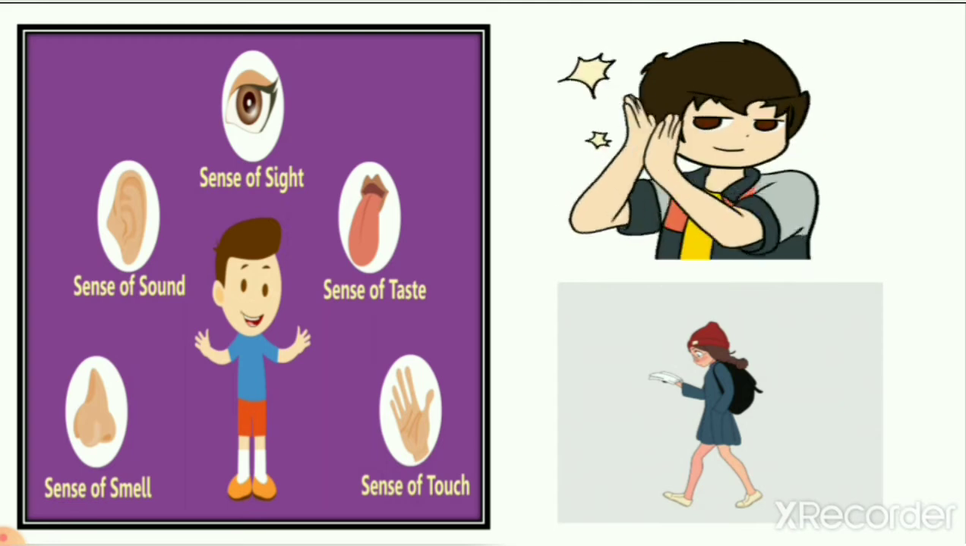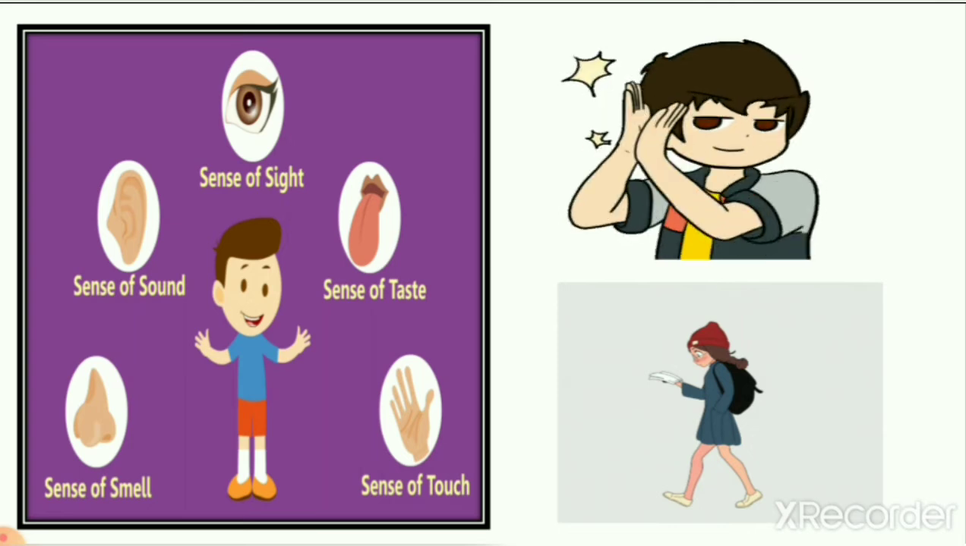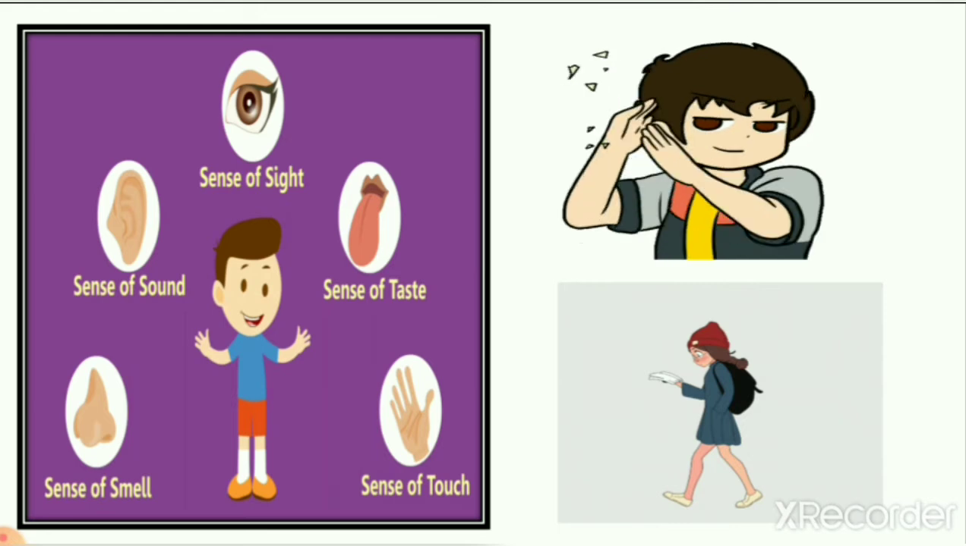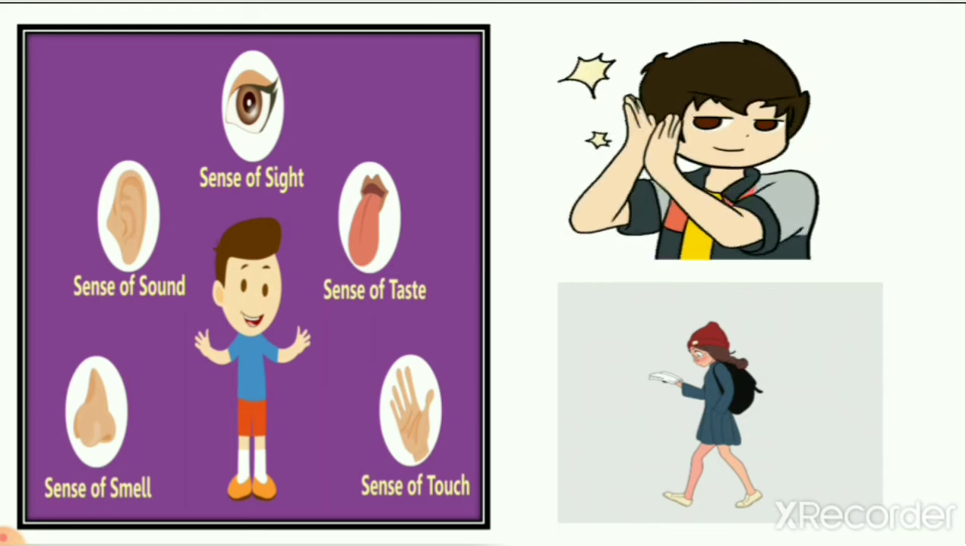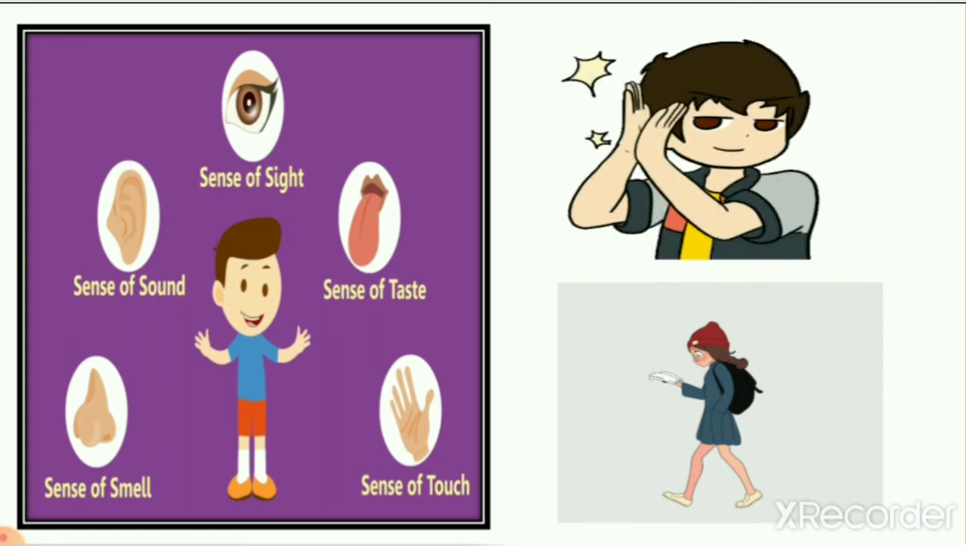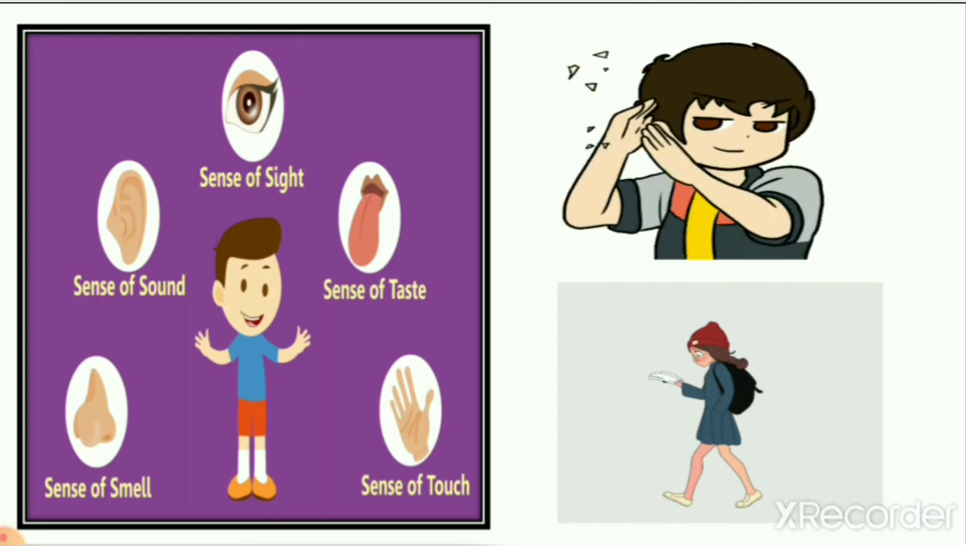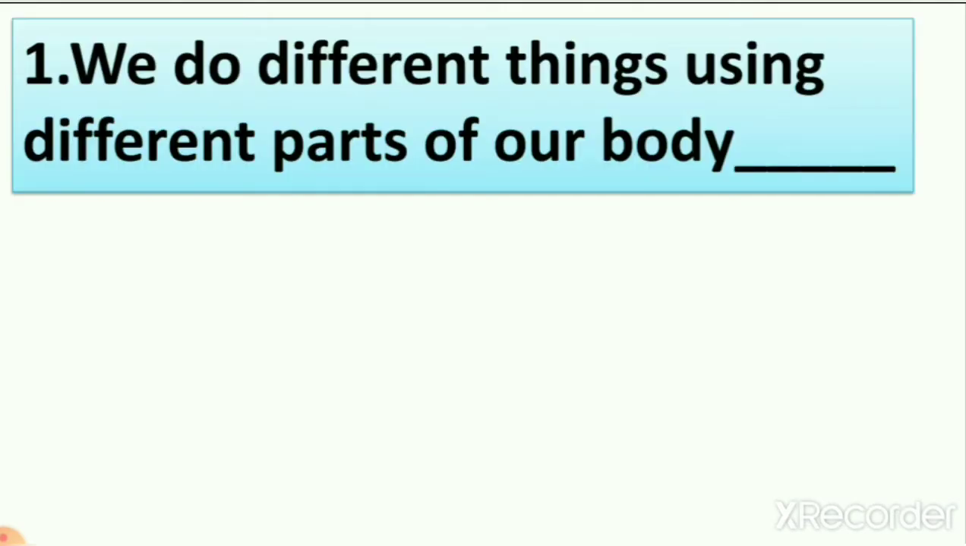When we want to walk, which body part are we using? We are using our leg, right? So like that you all understand that we are using different body parts in different ways. So all body parts are important, right? So we are using every body part in a different way. So here you can see we do different things using different parts of our body. So is it true or false?